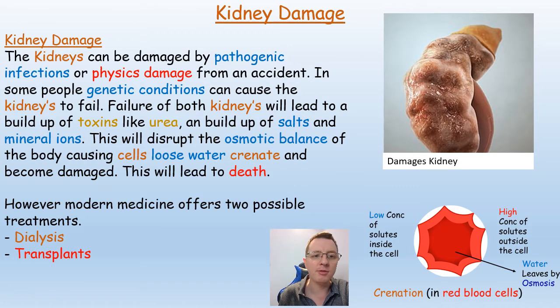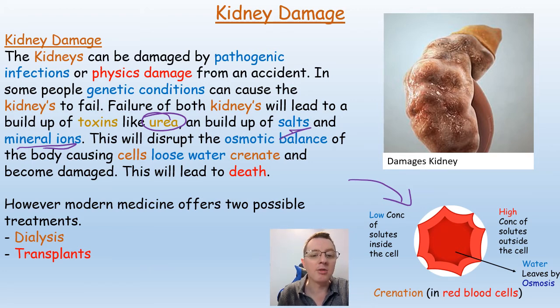But what happens if your kidney is damaged? Well, the kidney can be damaged by pathogenic infections or physical damage from an accident. And in some people, genetic conditions can cause the kidney to fail. Failure of both kidneys will lead to a buildup of toxins in the blood like urea and a buildup of salts and mineral ions, and this will disrupt the osmotic balance of the body, causing cells to lose water and crenate, as you can see in the diagram below. This will eventually lead to death.